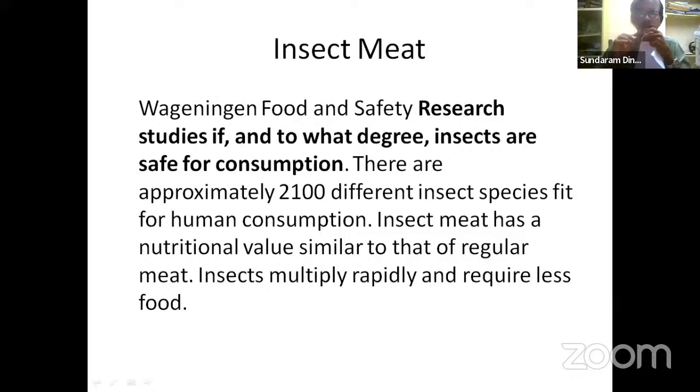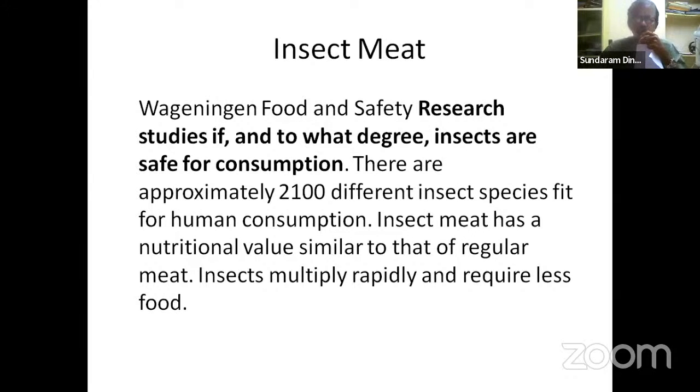Then another famous field is there, giving a lot of revenue out of insect meat. Again, the FAO approved 2,100 different species of insects as food for human consumption.